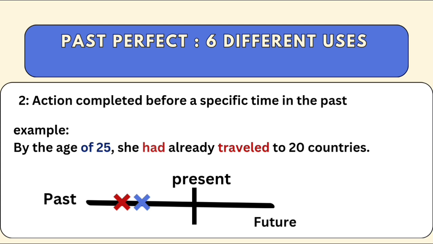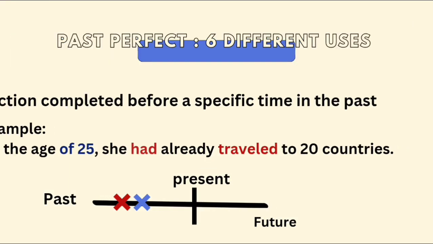Number 2, action completed before a specific time in the past. Okay, so let's take a look at this one. Here's an example. By the age of 25, she had already traveled to 20 countries. So by the age of 25, so when she reached the age of 25, that was in the past, but before that, she had already traveled to 20 countries. So she traveled to 20 countries and then she reached the age of 25.